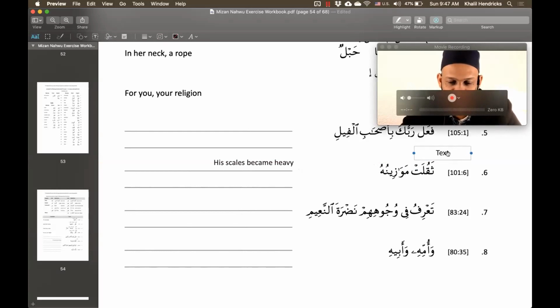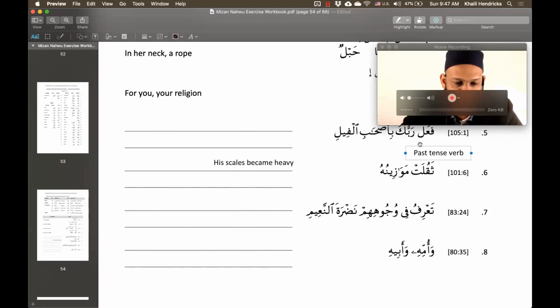Okay, let me ask you another question. Is it ism, fi'l, or harf? Fi'l. Thaqulat, it's a verb. Good. What type of verb? A past tense verb. Just a reminder, if you're not answering, please keep on mute, inshallah. So thaqulat is a past tense verb.